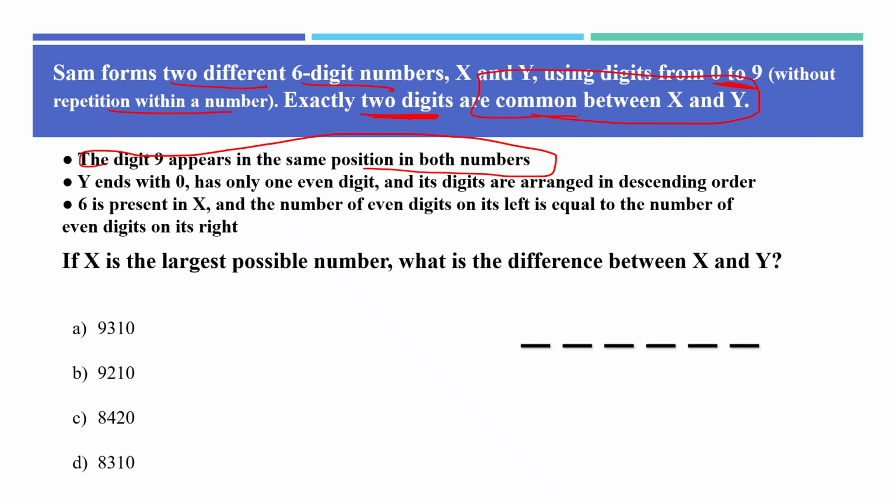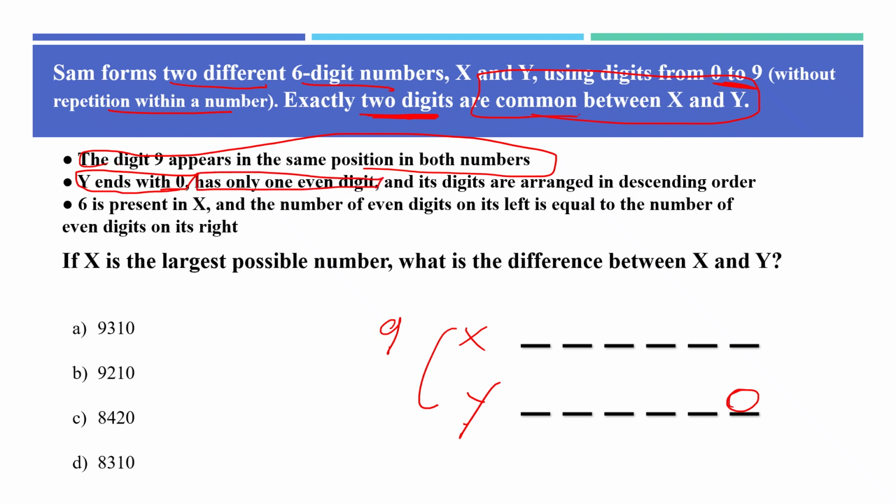Let me consider X and Y, 2 numbers. 9 appears in the same position, so 9 is common. And Y ends with 0. So let me write a 0 over there in the Y. Y has only one even digit. Sounds great. So 0 is done. Now, the other places can be filled with 1, 3, 5, 7, 9.